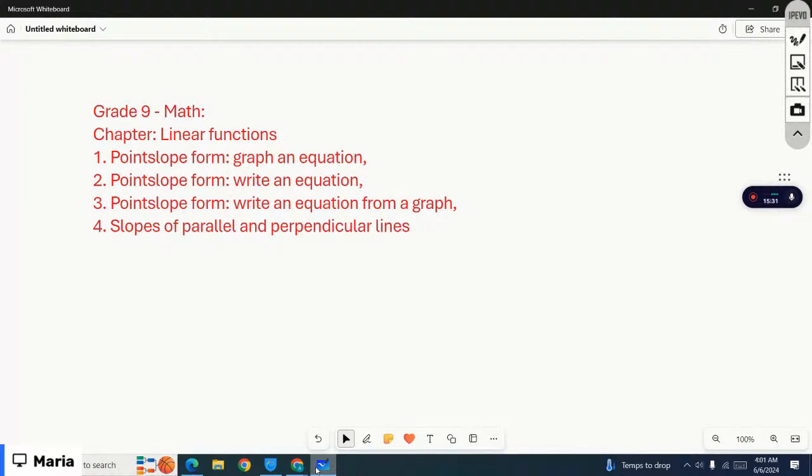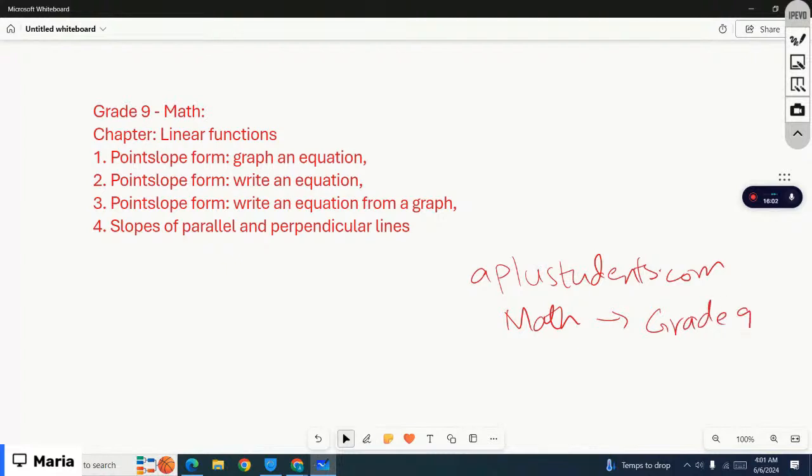You can find all the lessons on aplusstudents.com. You have to log in there using your email address and password as provided by the administrator. Then you have to select math from the subject tab. Scroll down to grade 9 and then click on view all lessons.